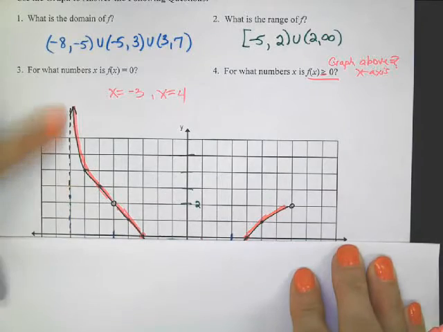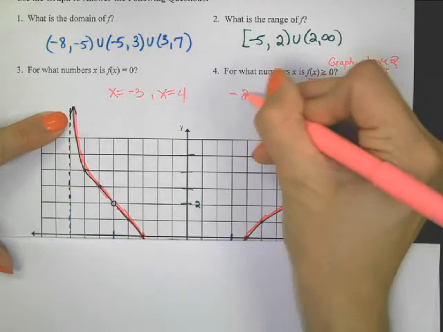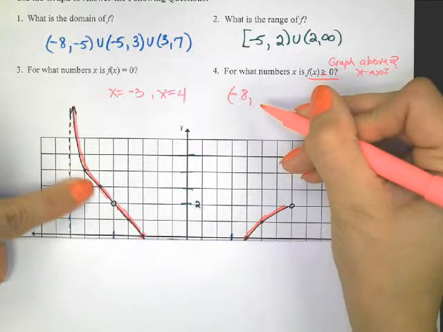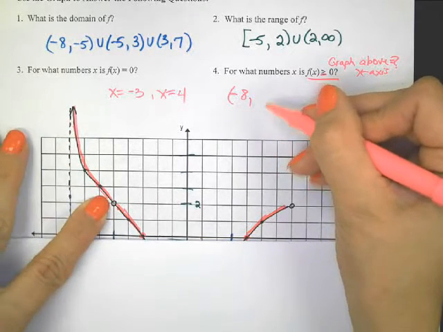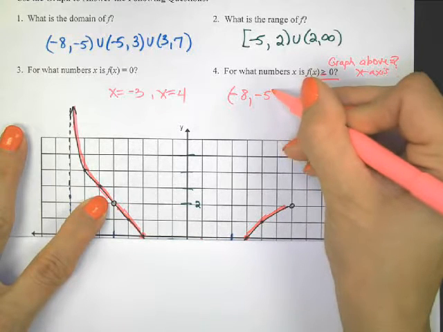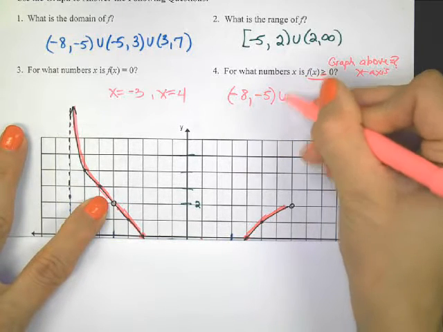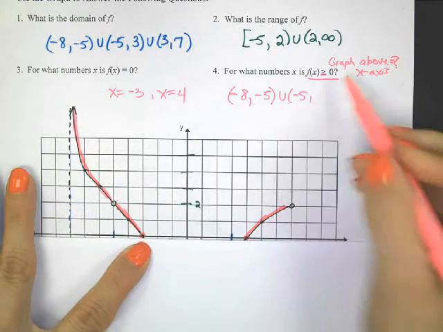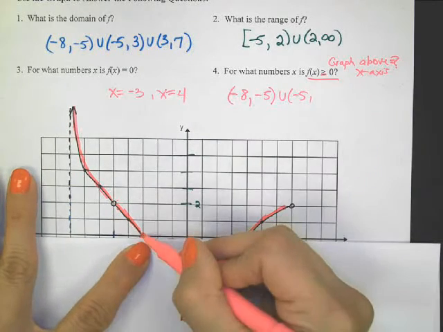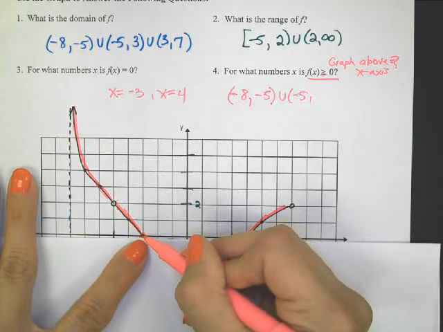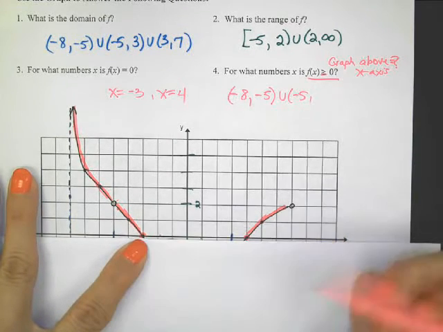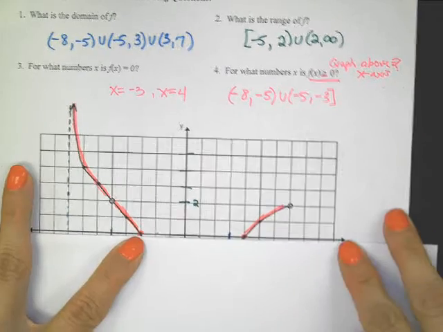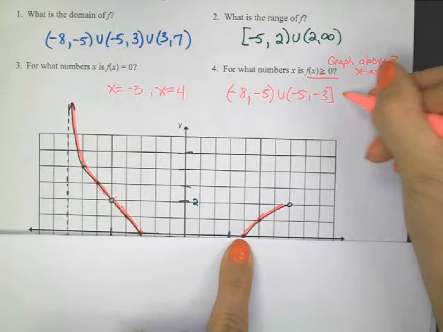Start on the left, starting at -8. The graph does not touch, so we'll use parentheses. The graph goes and goes and goes and goes until that value right there. -5 is a hole, parentheses, union. -5 all the way up until here. Now, since it said equal to 0, I can use that point where it equals and touches the 0, and that value is -3. Bracket it up.